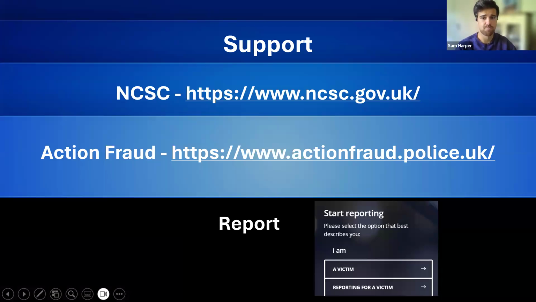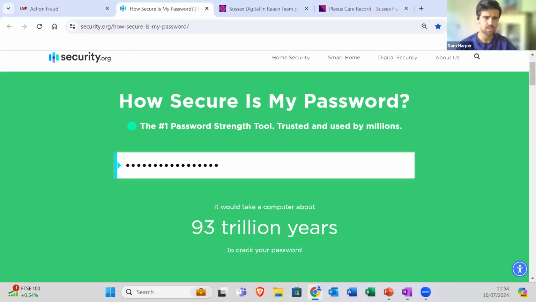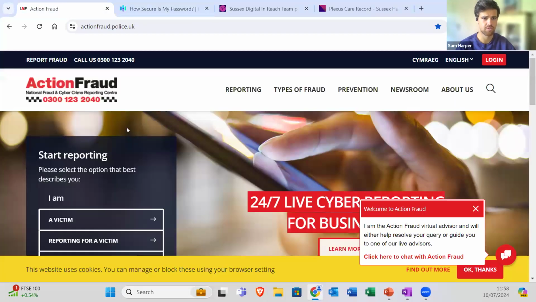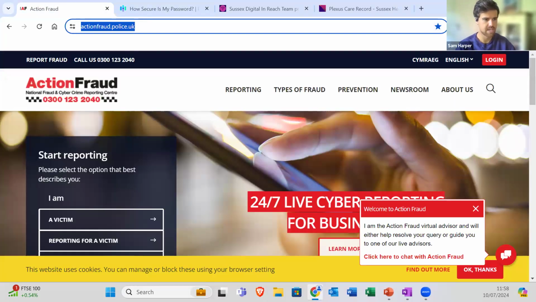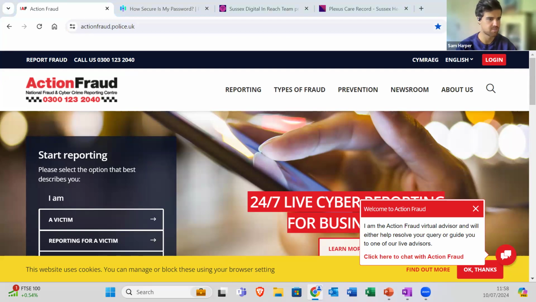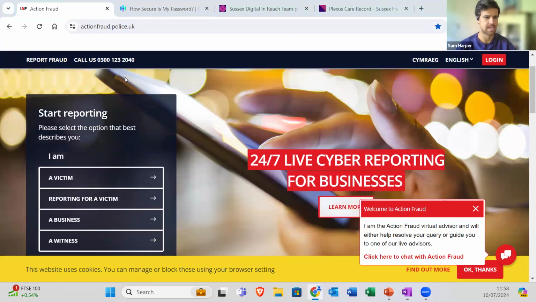So finally, here's some support sites I've used. I can get this presentation sent out to all of you, but we've got the National Cybersecurity Centre, very helpful, got loads of resources on there, and Action Fraud. Now, how do you actually report? Well, if I just head across to Action Fraud, this is the Action Fraud website. I'm just going to pop this in here, and this is good practice for all of you. Again, anyone in your care as well, or staff or employees.